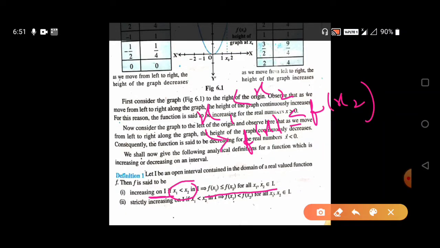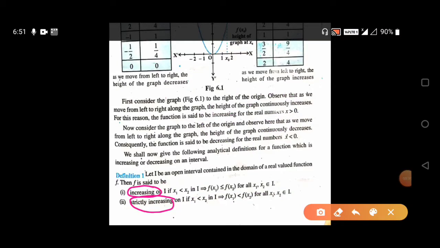Now point number 2 is strictly increasing. In point number 1 it was given only increasing, in point number 2 it is given strictly increasing. What is the difference between these two, increasing and strictly increasing? See here, in point number 1, f of x1 is less than or equal to f of x2, and whenever it is strictly increasing, it will be f of x1 is less than f of x2. So whenever it is increasing, we can use less than or equal to. Whenever it is strictly increasing, we have to get only less than.